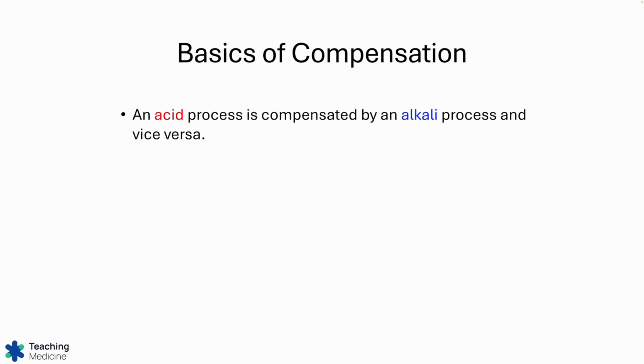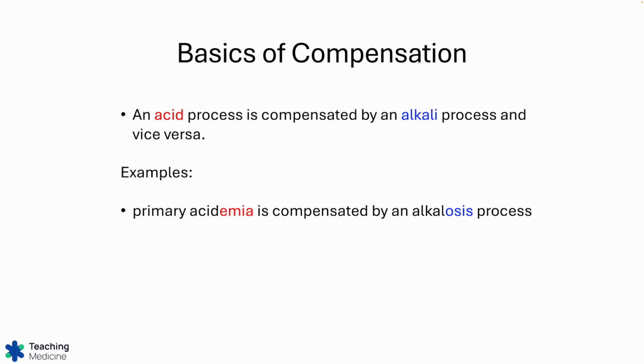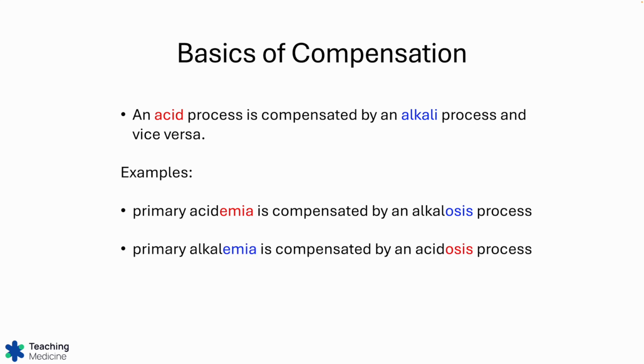So there's a few rules in understanding the basics of compensation. Probably an obvious one to you is that an acid process is compensated by an alkali process and vice versa. Obviously, if you had an acid process and another acid process, as we've talked about in earlier podcasts, they're not going to balance each other off. So a primary acidemia is always compensated by an alkalosis process, and a primary alkalemia is compensated by an acidosis process.